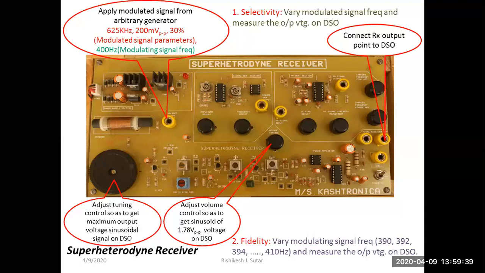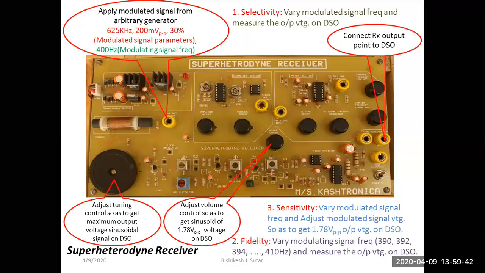Now the next characteristic is sensitivity. What is sensitivity? In this, you have to vary the modulated signal frequency and adjust the modulated signal voltage so as to get 1.78 volt peak to peak output voltage on the DSO. While doing the sensitivity characteristic, when you vary the modulated signal frequency, the output signal voltage will automatically change from the original setting, that is 1.78 volt peak to peak. Now we need to bring this changed output voltage back to 1.78 volt peak to peak.